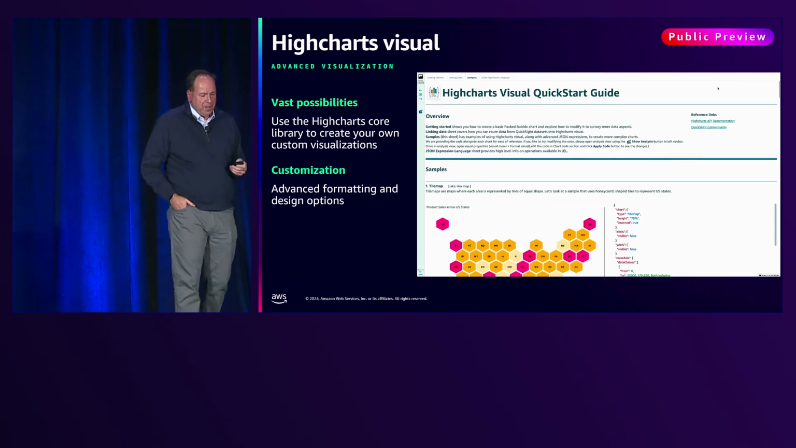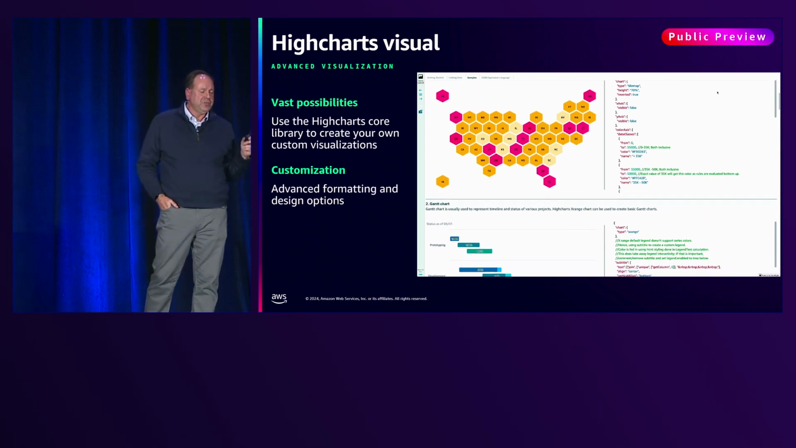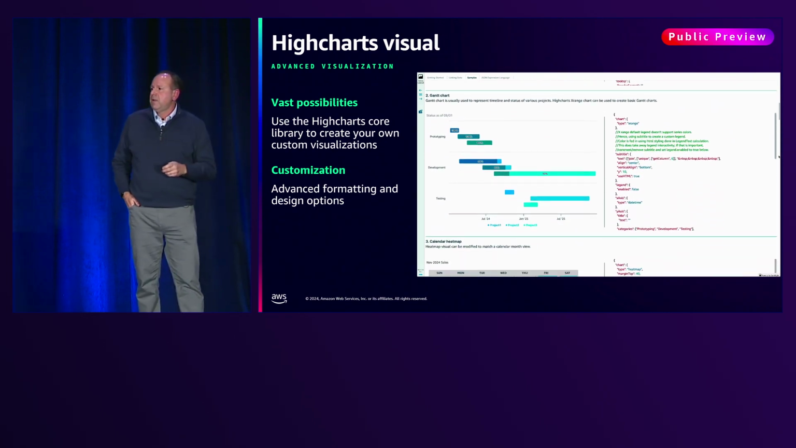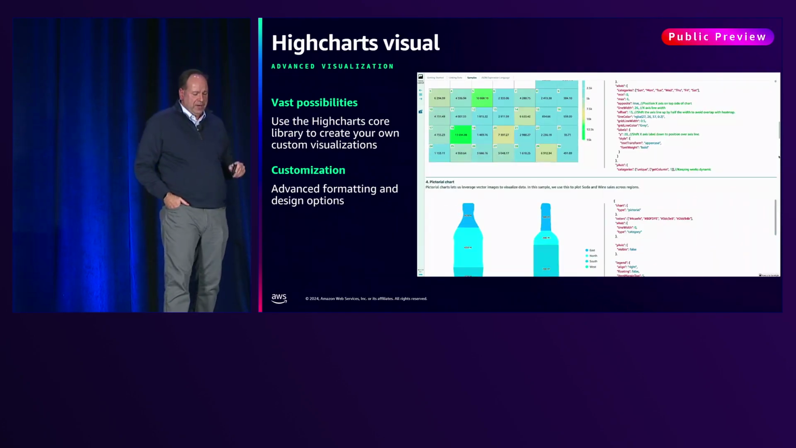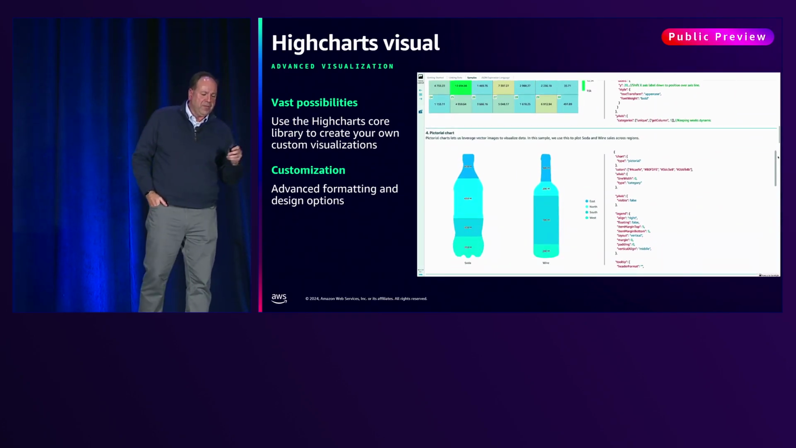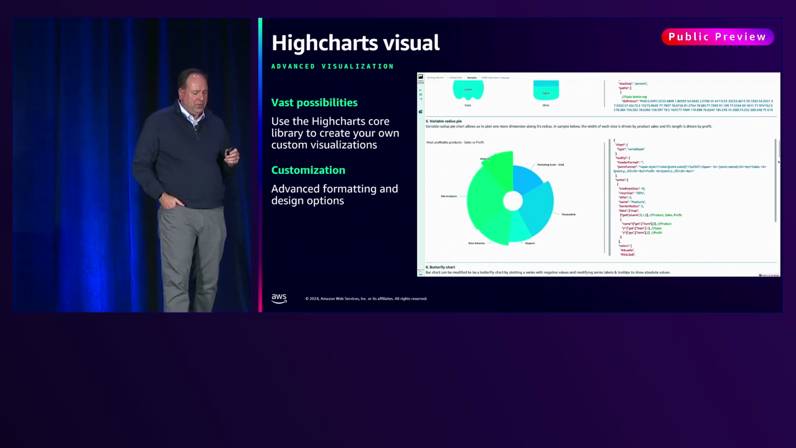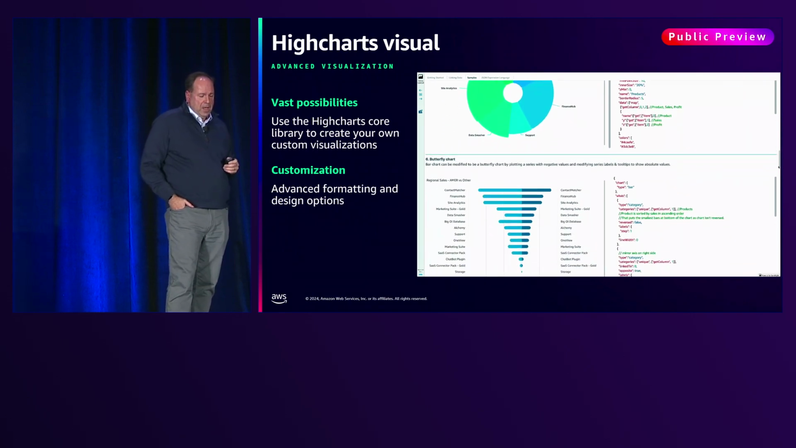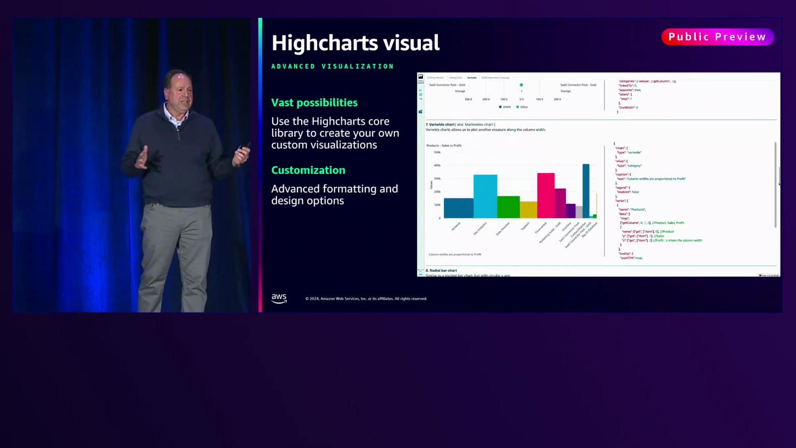This next one we're really excited about is the integration of a custom chart type inside of QuickSight. We're actually integrating the HighCharts core visualization library inside of QuickSight. You can see several examples here that we've added to our demo site that shows you what you can do with the HighCharts visual. These are charts that go a little bit above and beyond the native QuickSight charts.